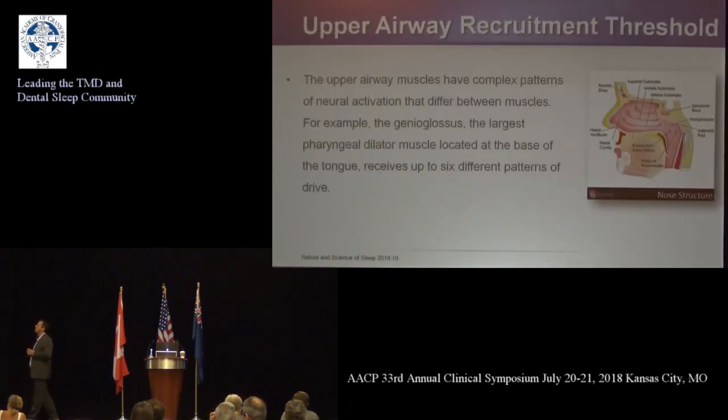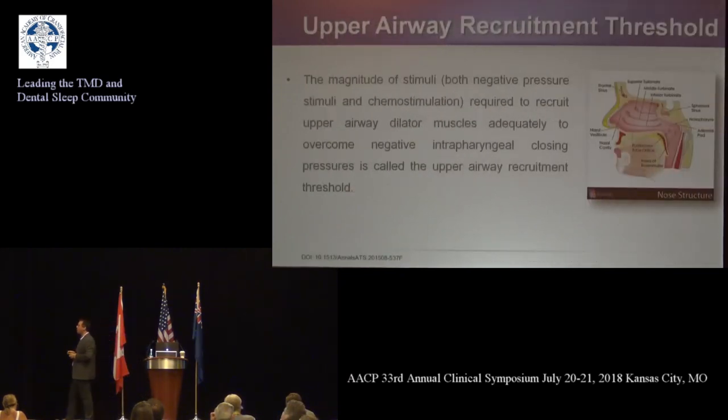The upper airway dilator muscles have complex patterns of neural activation that differ between the muscles. For example, the genioglossus receives up to 6 different patterns of drive. Now, what are the main neural inputs or messages going to these muscles? They are monitoring carbon dioxide, they are monitoring nitric oxide, they are monitoring lung volume and diaphragm breathing. And you're talking about muscle tone, which of course can be improved with myofunctional therapy.